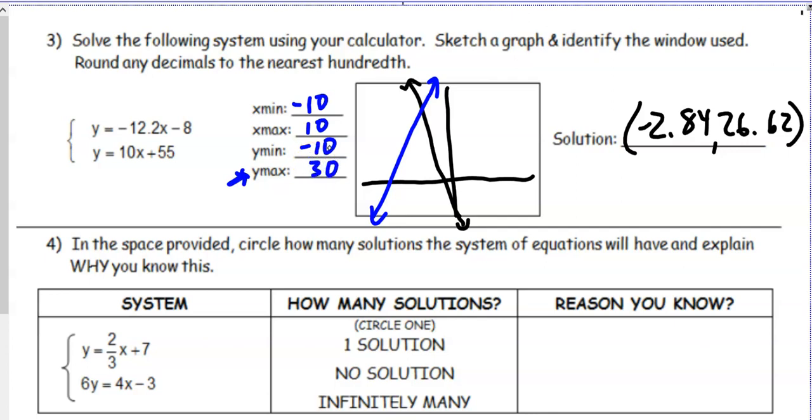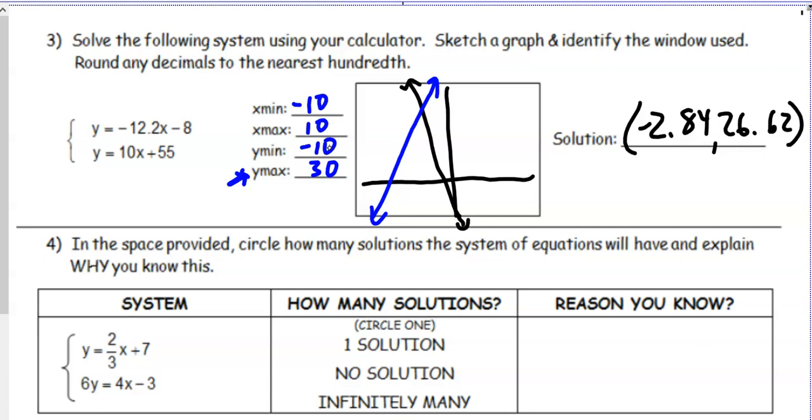So, this is the reason that most people don't actually use graphing to solve systems. It does not necessarily give you exact solutions, and it would be very challenging to do if you did not have a graphing calculator. Okay?